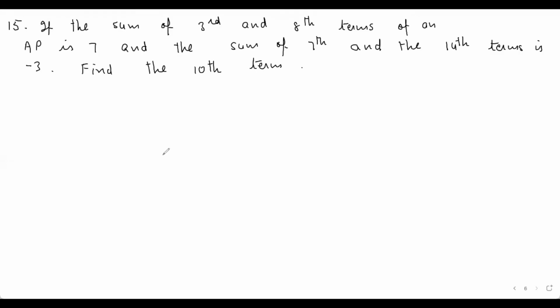Now the 15th question is, if the sum of third and eighth terms of an AP is 7 and the sum of 7th and 14th terms is minus 3, find the 10th term. Now it means A3 plus A8 is equal to 7. A7 plus A14 is equal to minus 3. I am to find the 10th term.